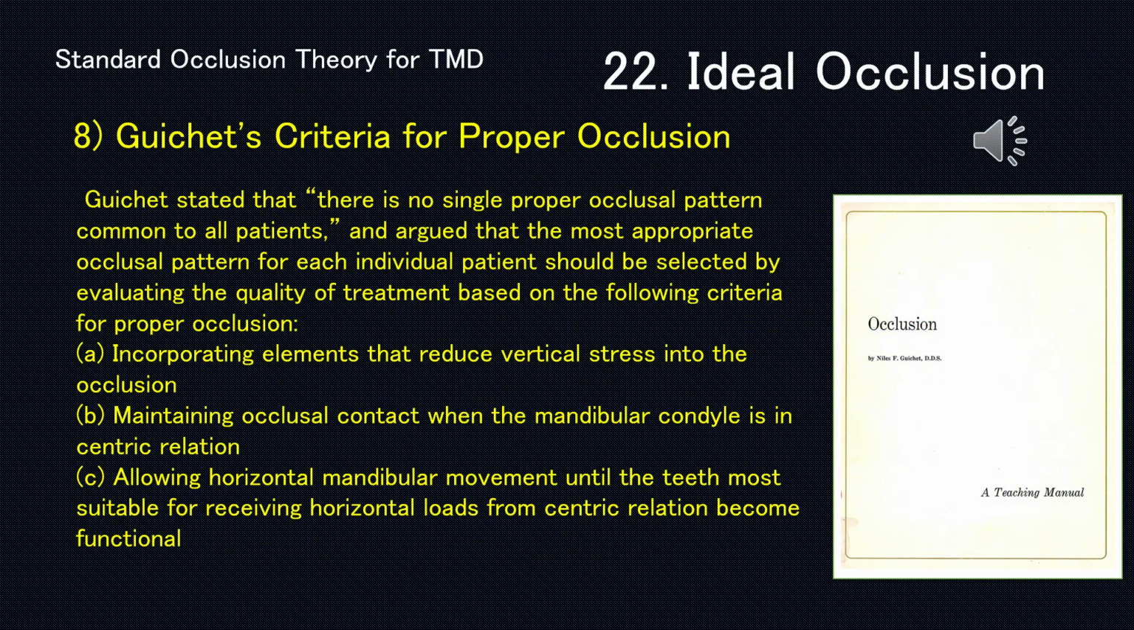8. Guichet's criteria for proper occlusion. Guichet stated that there is no single proper occlusal pattern common to all patients, and argued that the most appropriate occlusal pattern for each individual patient should be selected by evaluating the quality of treatment based on the following criteria for proper occlusion. A. Incorporating elements that reduce vertical stress into the occlusion.